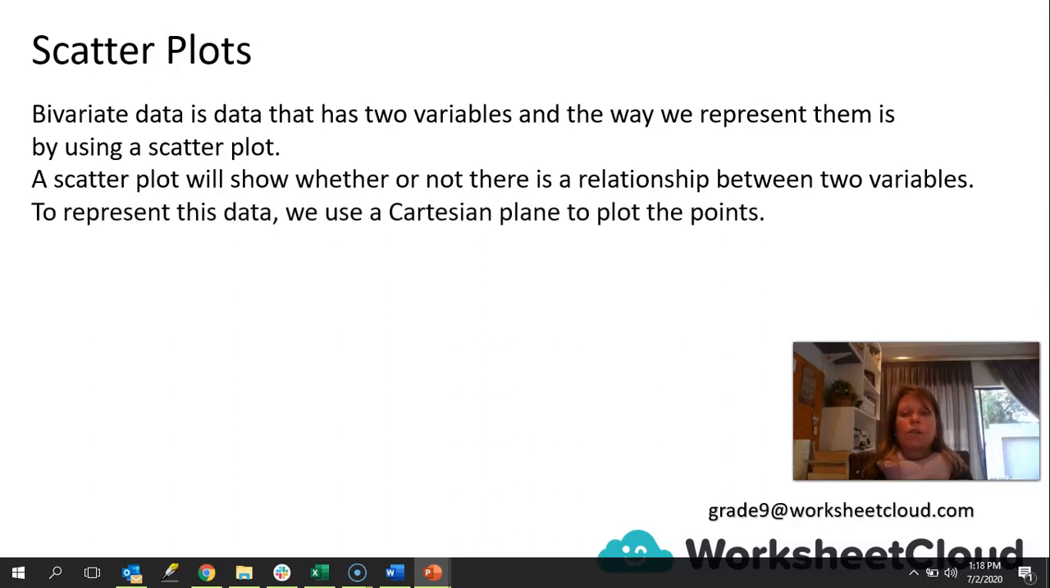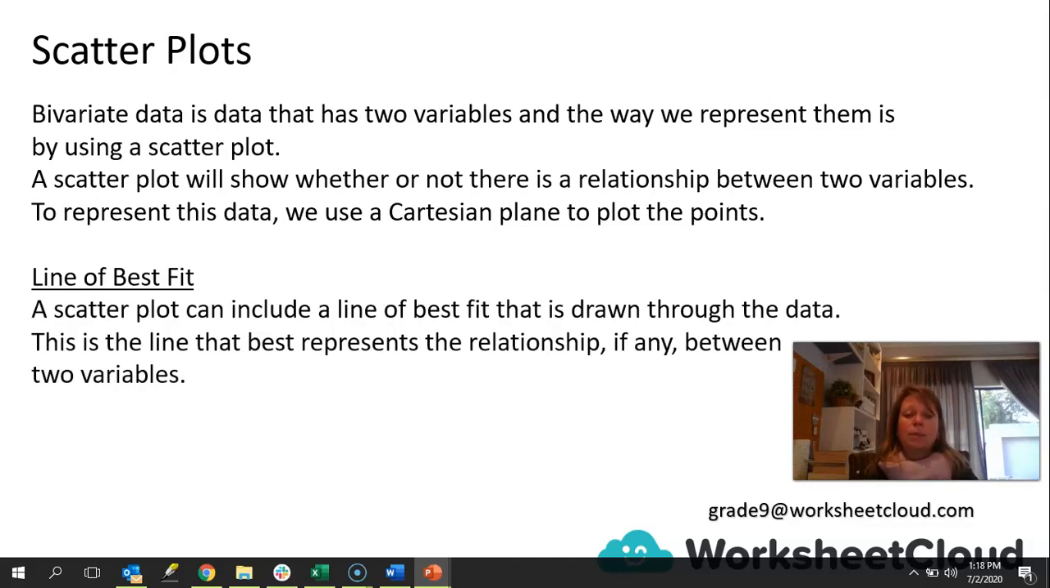So to represent this data, as I said just now, we're going to use a Cartesian plane to plot the points. Now with the line graph, we also used a Cartesian plane to plot the points, but it was in the form of following a formula. Here we are not going to, and I will show you just now how these two variables create the point. When we are doing scatter plots, we are going to use a thing called the line of best fit, and let's just explain what that is.